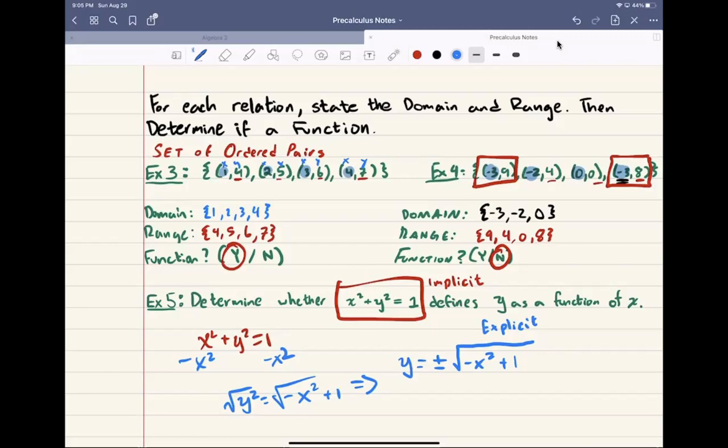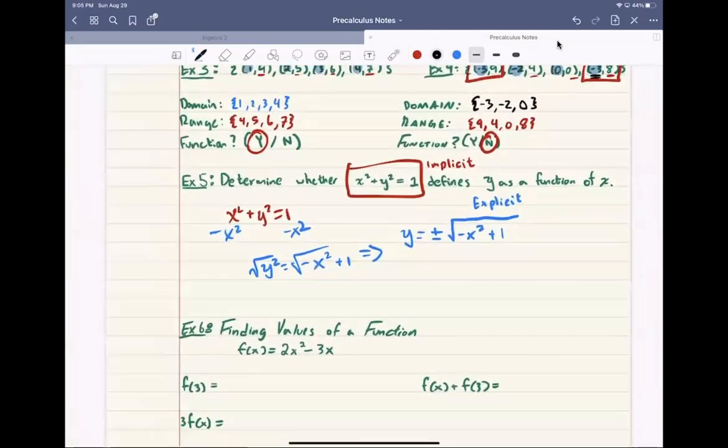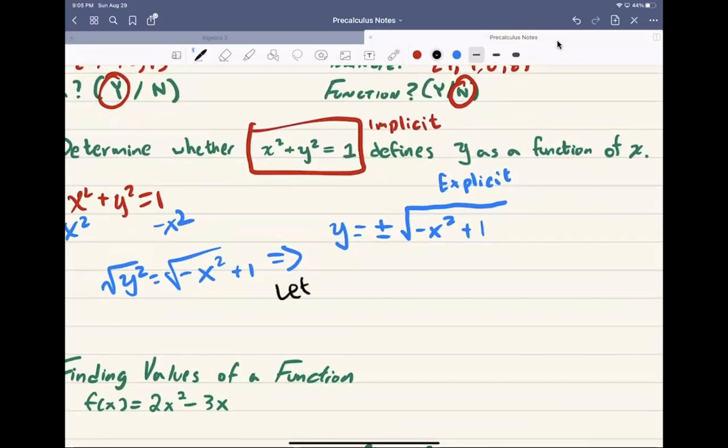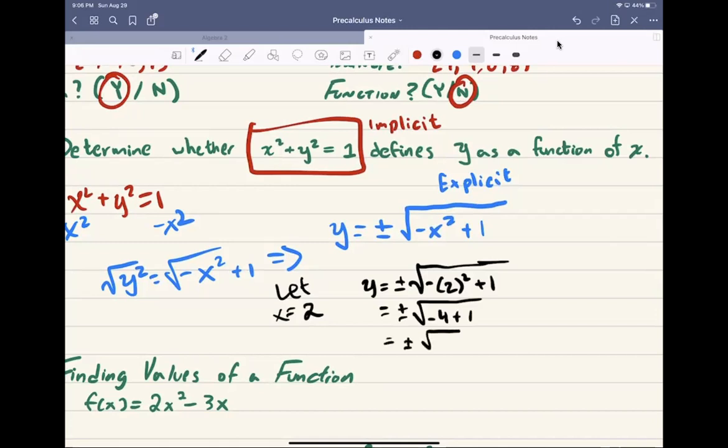Now all we've got to do is let x be a number to test it out. Oh, we have another one. I'm sorry. Let's say let x equals 1. Let's see what happens when we plug in 1. So y is equal to plus or minus negative 1 squared. No, that's not a good number. I'm sorry. We're not going to let it equal 1. This is a bad one. I chose a bad number. We're going to let x equal 2. All right. Negative 2 squared plus 1. Okay. This is going to give us plus or minus negative 4 plus 1, which is plus or minus the square root of negative 3. All right.